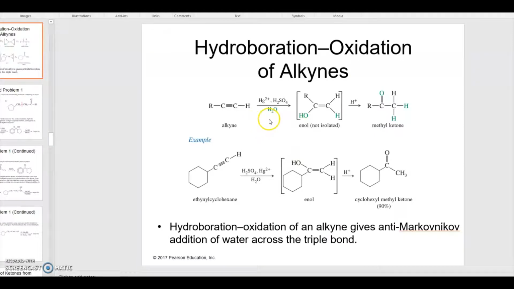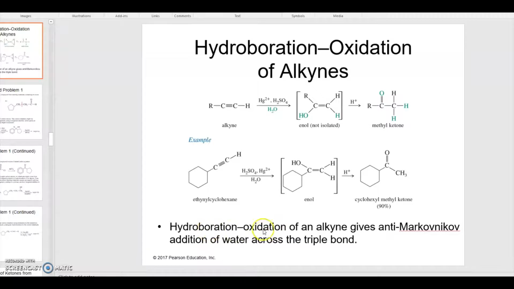Here are a couple more examples of changing alkynes to ketones. But if you look at your textbook, page 891, you will see that alkynes can be used to synthesize aldehydes also, but not with these reagents. It means you have to do hydroboration oxidation.